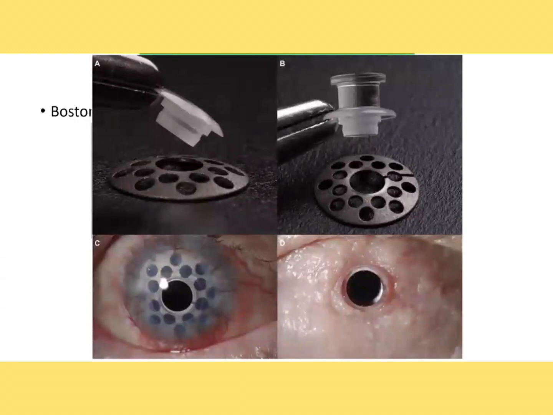So that Type 1 Boston keratoprosthesis consisted of this front plate, back plate, and the locking knob I already told you. So the front plate is made up of clear medical grade polymethyl methacrylate or PMMA, while the back plate is made up of titanium, and the locking ring is also made up of titanium.